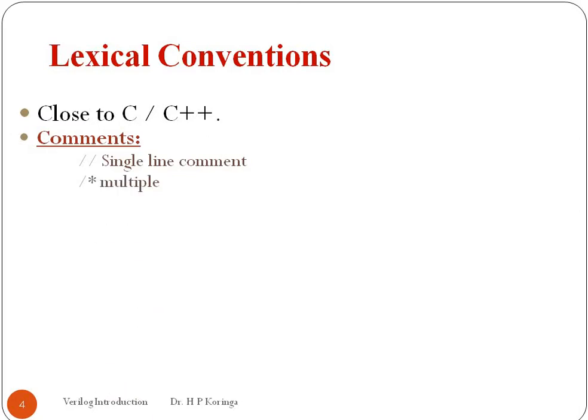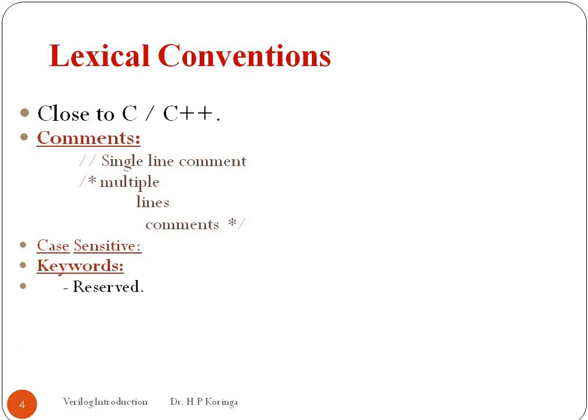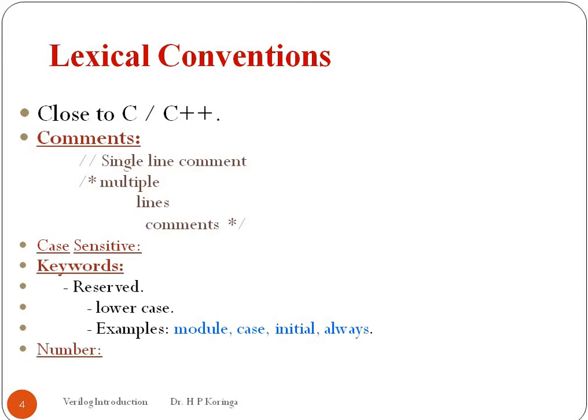Comment lines in Verilog are similar to those in C and C++: double slash for single line comments, and slash-star with star-slash for multiple line comments. Verilog is a case sensitive language, and it has reserved keywords, all written in lower case. For example, module, case, initial, always are reserved keywords in Verilog. VHDL is not case sensitive, but Verilog is case sensitive.